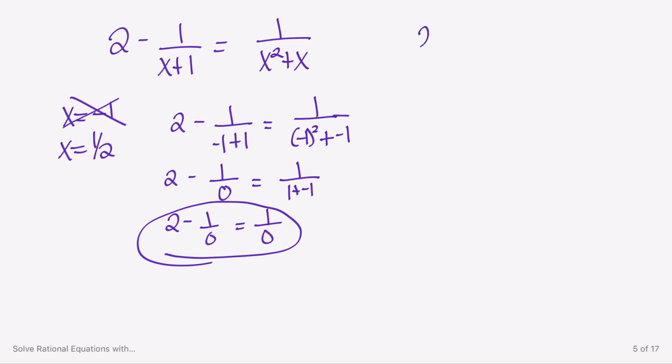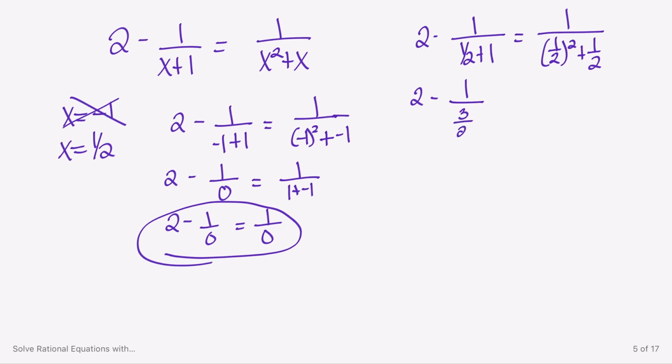So I'm going to go now and plug in 1/2. So I have 2 minus 1 over 1/2 plus 1 equals 1 over 1/2 squared plus 1/2. So I have 2 minus 1 over 1/2 plus 1, that's just going to be 3/2. And then that equals 1 over, let's see, 1/4 plus 1/2, right? So when we do that, we have 2 minus, okay, so that's 1 over 3 over 2. So I can just flip that. So that's going to be 2 minus 2/3 equals 1 over 1/4 plus 1/2. That is going to be 3/4.